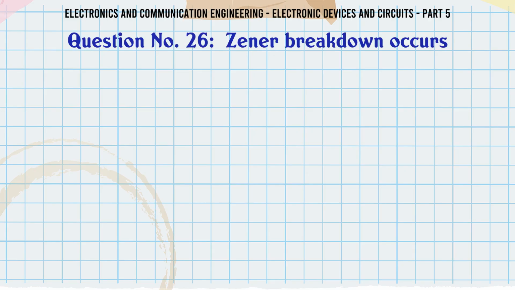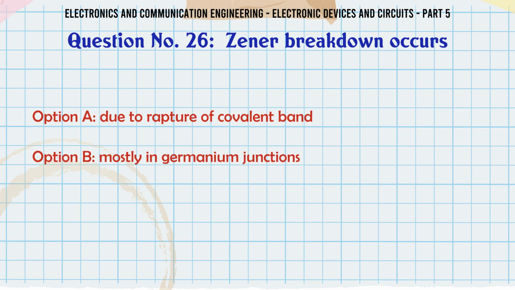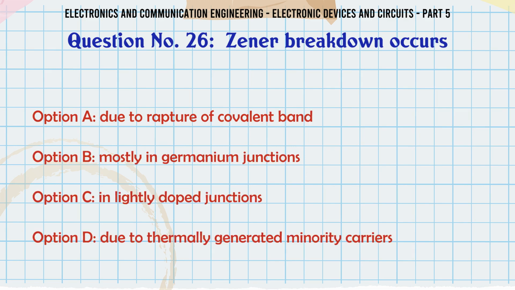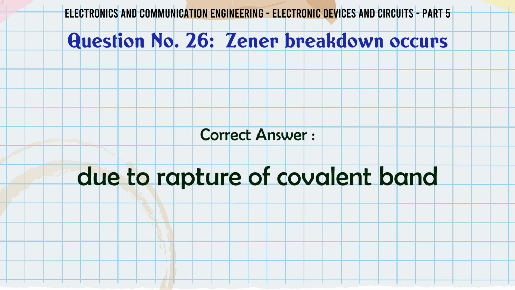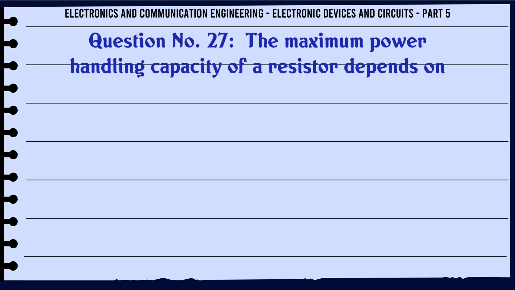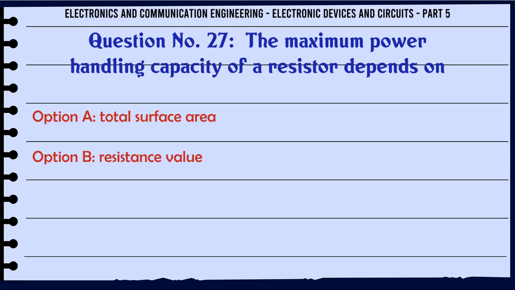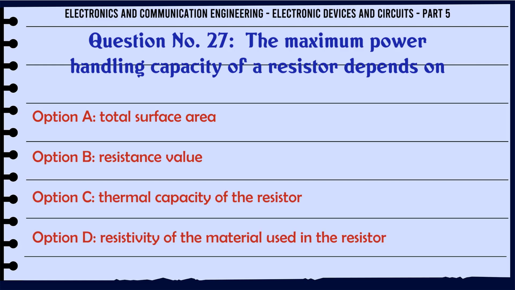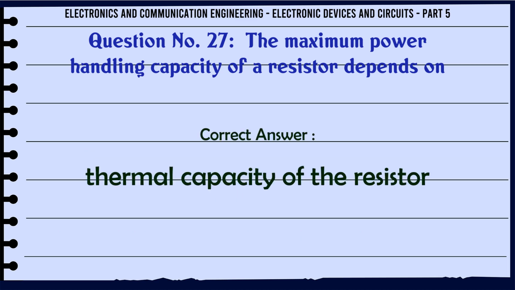Zener breakdown occurs A. due to rupture of covalent bond. B. mostly in germanium junctions. C. in lightly doped junctions. D. due to thermally generated minority carriers. The correct answer is due to rupture of covalent bond. The maximum power handling capacity of a resistor depends on A. total surface area. B. resistance value. C. thermal capacity of the resistor. D. resistivity of the material used in the resistor. The correct answer is thermal capacity of the resistor.